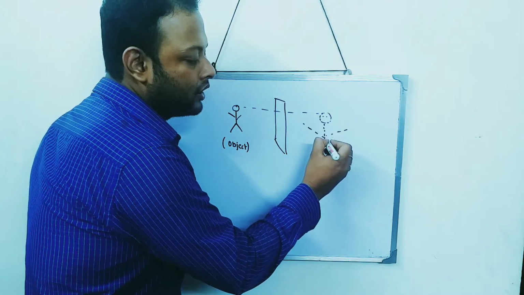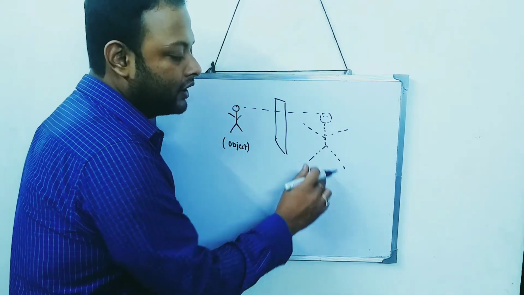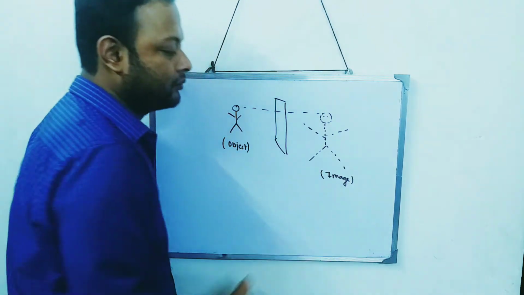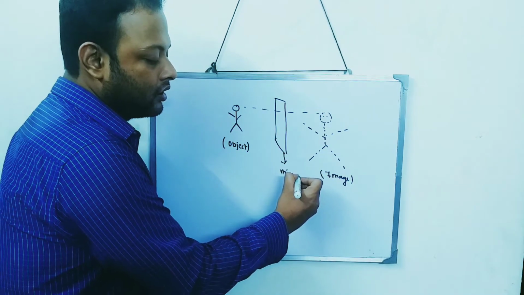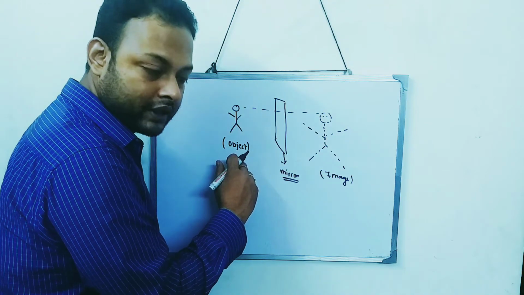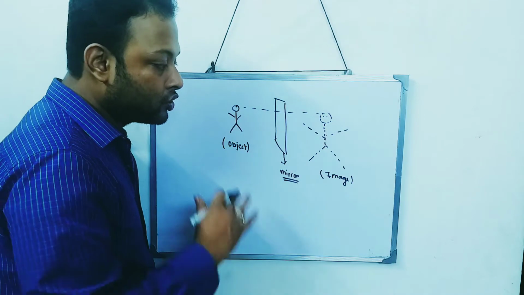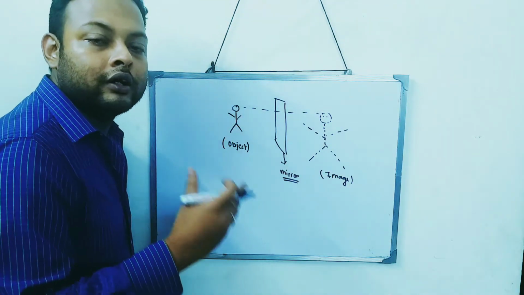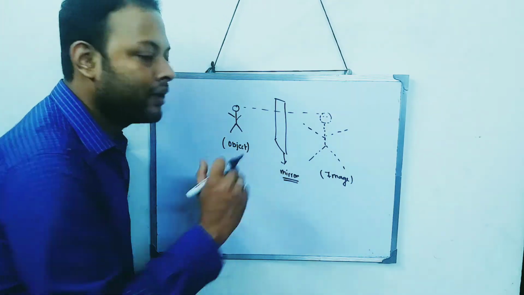I'm drawing with a dotted line. The one he can see himself as inside the mirror, we consider as the image. This is the mirror, this is the object, and the one he is seeing is called the image. I'm going to show you with a ray diagram how an image is formed by an object.